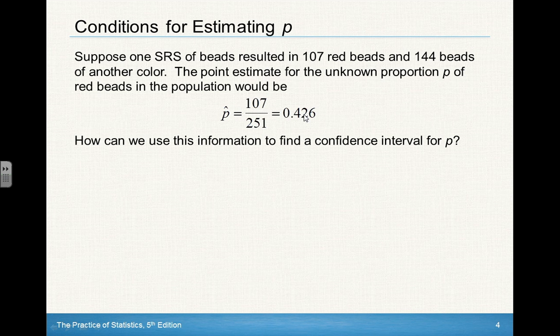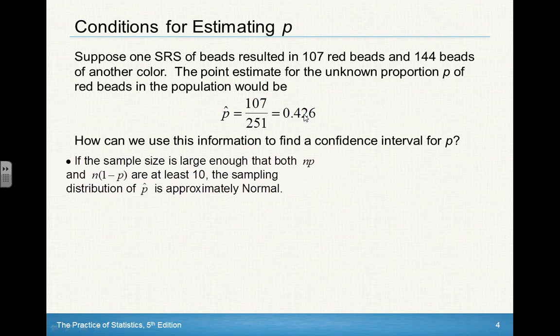Now, how can I use this to find a confidence interval? Well, we know we need the data to be random, and it says it's an SRS, so I'm in good shape there. We also talked about needing a large enough sample size. If I have a large enough sample size, then I end up with an approximately normal sampling distribution. That means np is bigger than 10, and n times 1 minus p is bigger than 10.